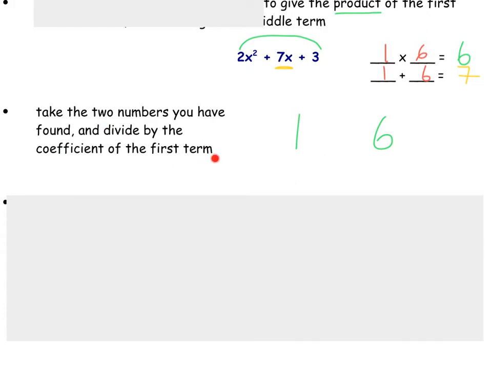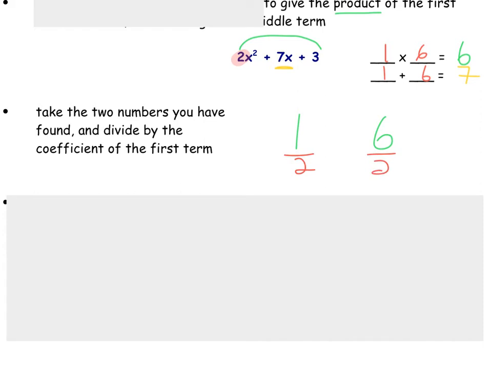So, well, where do I find that? In other words, the squared term. So what is the coefficient of my squared term? Well, that is a 2. So I'm going to go ahead and I'm going to divide by 2, both of them.